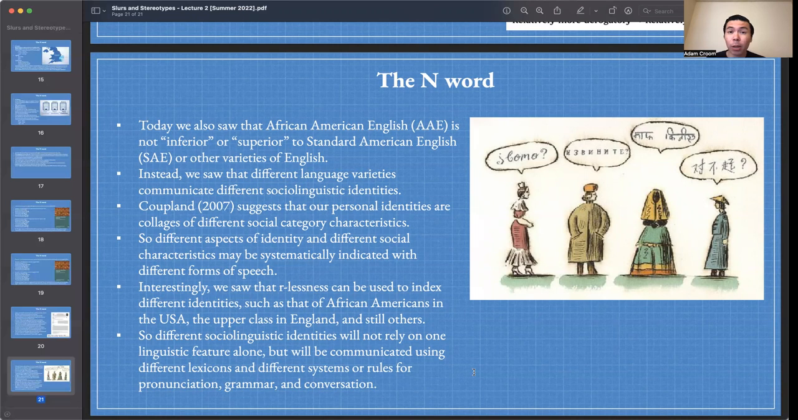Tomorrow, we will continue our discussion of the in-group use of language by looking at how slurs or stigmatizing labels can be reclaimed or reappropriated.